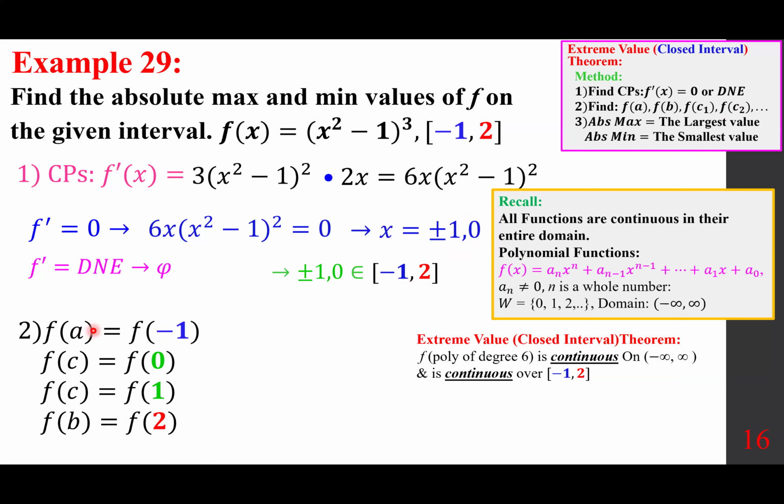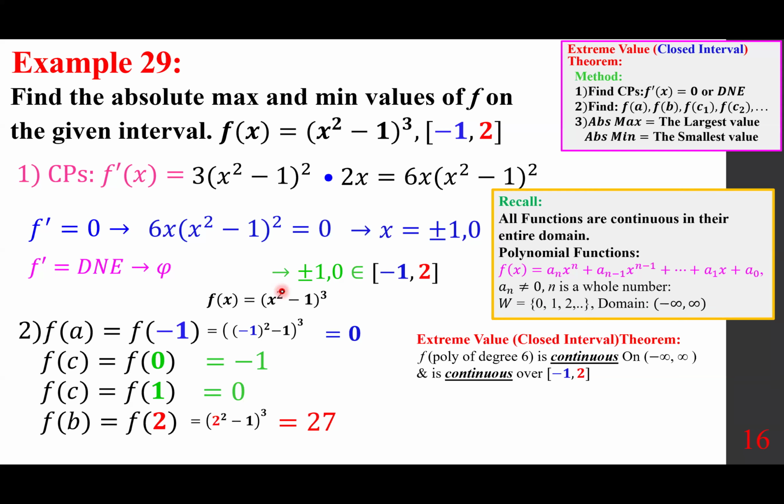F of a means f of negative 1. So we go into this. If you plug in negative 1, negative 1 squared is positive 1, minus 1 is 0, cubed is 0. If you plug in 0, it's very easy to see it's minus 1 cubed, which is negative 1. And if you plug in 1, 1 minus 1 is 0, it becomes 0. And if you plug in 2, 2 squared is 4, minus 1 is 3, cubed, which is 27. So it's an easy evaluation.